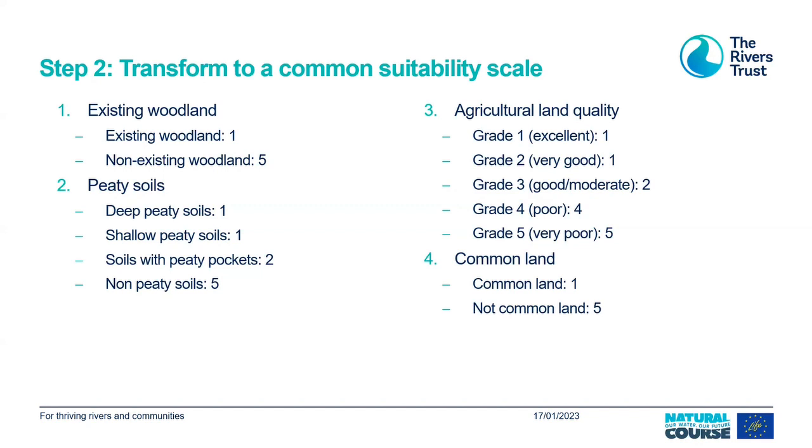Next, for peaty soils, we can assume that deep and shallow peat are highly unsuitable. Soil with peaty pockets is unsuitable, and non-peaty soils could be suitable. Likewise, for agricultural land, we can assume high-grade land is likely to be less suitable and poor grades more so. Finally, you might want to highlight common land as being trickier for tree planting and therefore less suitable. It will depend on your knowledge of the catchment.